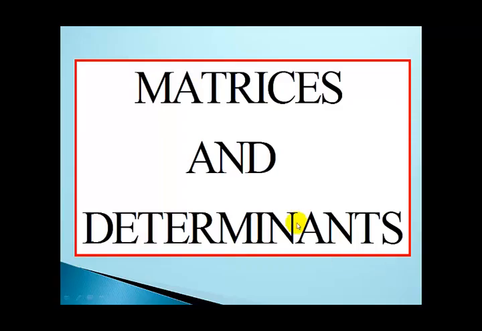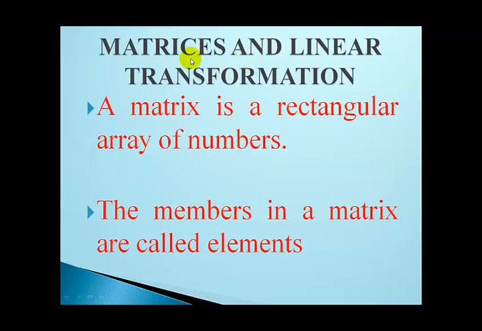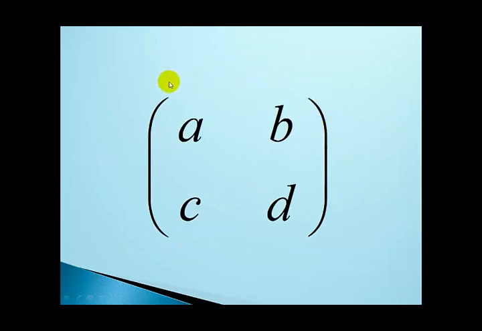This is an audiovisual presentation on matrices and determinants. Matrices and linear transformation. A matrix is a rectangular array of numbers. The members in a matrix are called elements. Now, this is an example of a matrix. A matrix is a rectangular array of numbers, and the members in the matrix are called elements. So the elements of this matrix are A, B, C, and D.